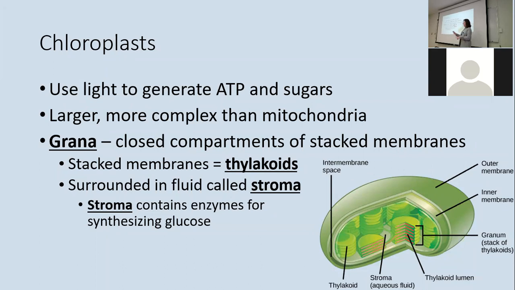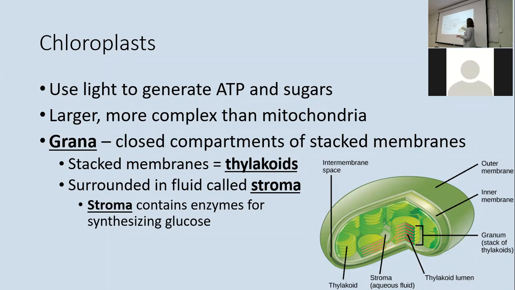And so chloroplasts, right, we find these in organisms that photosynthesize, right? They take light energy, they generate ATP and then sugars, right? So they can take light and eventually convert that into ATP and glucose. So they're larger than mitochondria and they're more complicated structurally, all right?